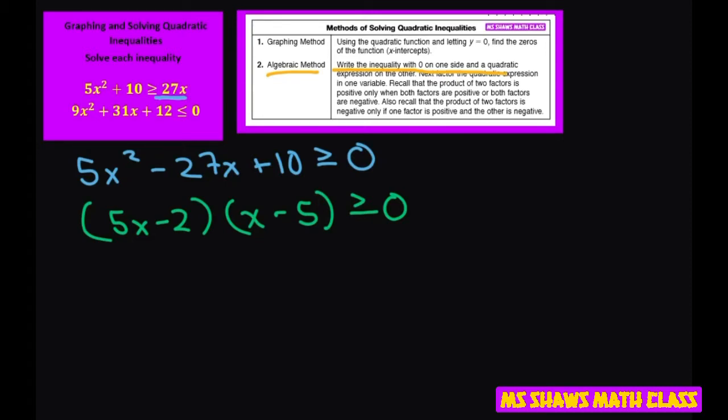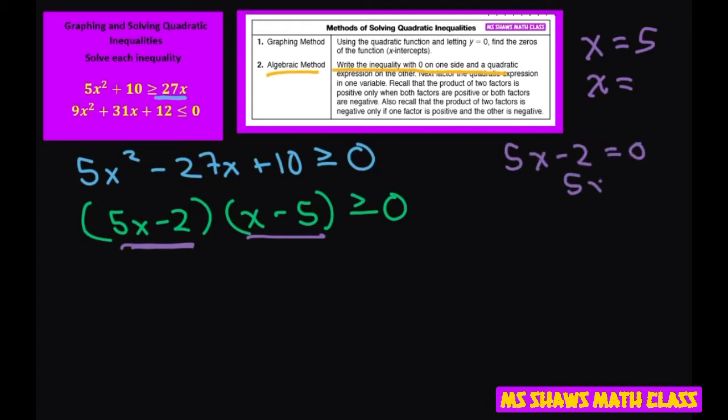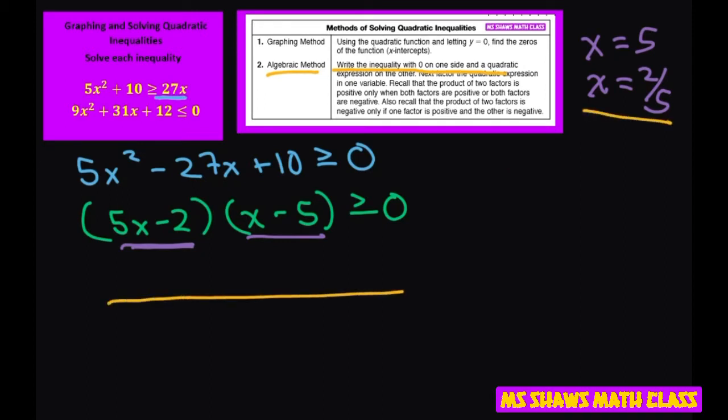So now what I want to do is solve for x here. So we get x equals 5 and x equals, when you set this equal to 0, add the 2, divide by 5. So x equals 2/5. All right. Now I'm going to do a number line and put these in order from least to greatest. So 2/5 and 5. And we want to see what's going on between negative infinity to 2/5, 2/5 to 5, and 5 to infinity.